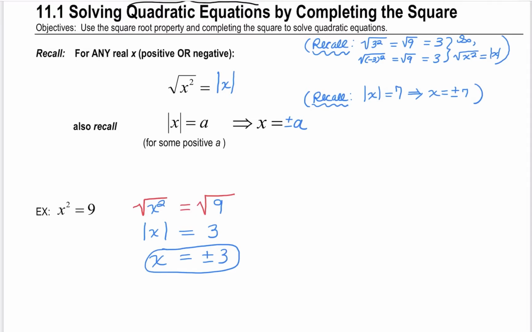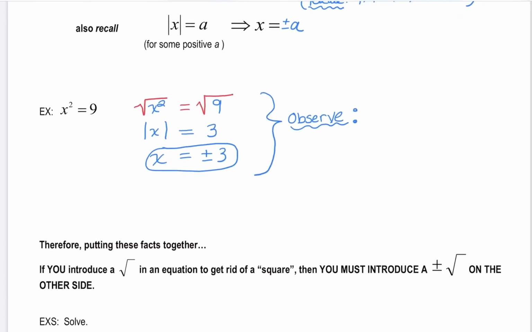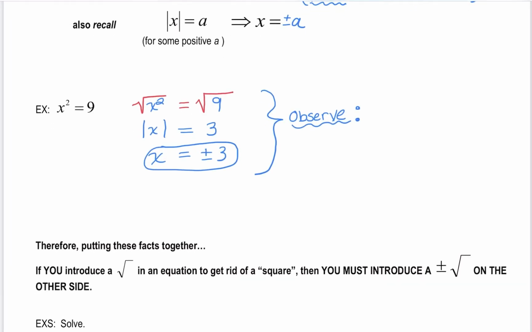We would get the absolute value, and then we would have to introduce the plus or minus. So essentially what we do is we pull these facts together, and we're just going to say, let's just observe that this is always going to happen. And so what we're going to do is develop this kind of square root principle or square root property, which is basically going to say this.